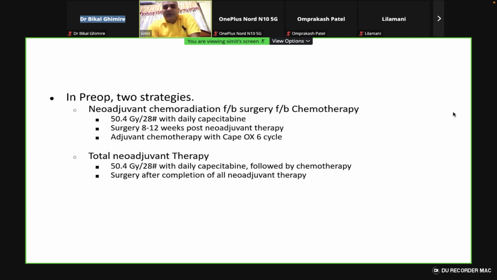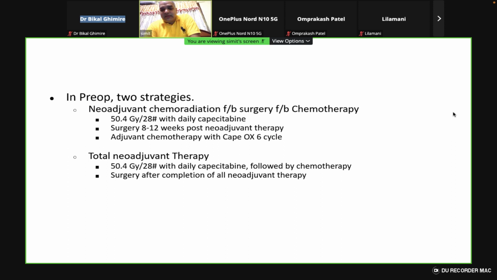So in pre-op chemoradiation, we have two strategies. We either give neoadjuvant chemoradiation followed by surgery followed by chemotherapy. Here we use 50.4 Gy in 28 fractions with daily capecitabine. It's a 5-fluorouracil based chemotherapy. Surgery is usually done 8 to 12 weeks post neoadjuvant therapy. And adjuvant chemotherapy with CAPOX for 6 cycles is given.